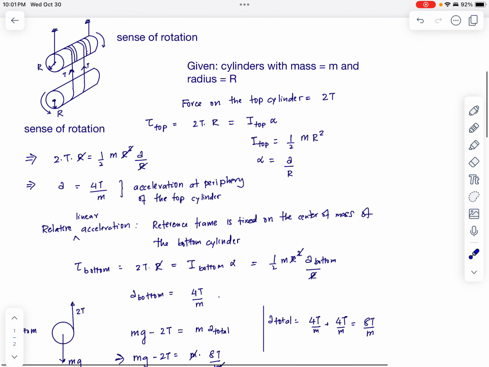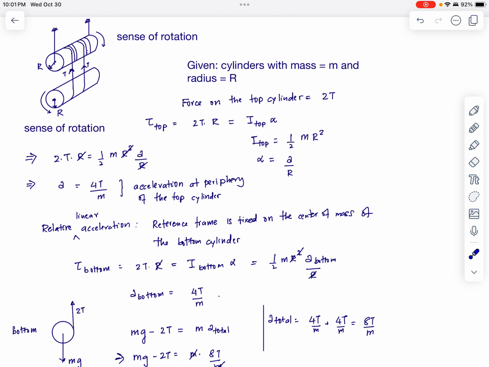So let's review this, just so we understand this properly. What we found was the torque on the top cylinder, and that equals 2t times r. So that equals the moment of inertia times the angular acceleration. For a cylinder rotating about its long axis, the moment of inertia is half mr squared, and the angular acceleration equals the linear acceleration at the periphery divided by r.